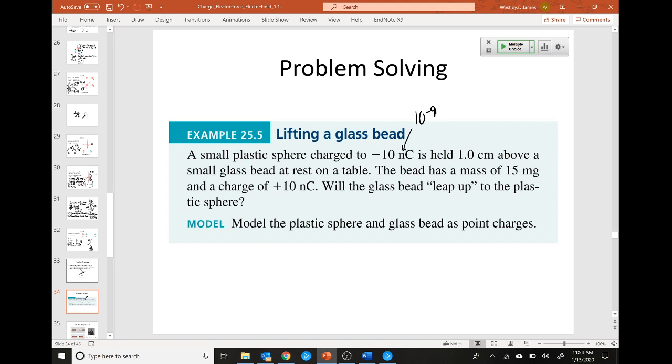All right, so again, I'll go ahead and at least draw the picture for you all, because I told you all that's an important thing. There's my table. Here's my plastic sphere. Here's my bead. The plastic sphere is negatively charged. This one is positively charged. Spend some time, talk to your neighbors, think about it. How would you go about solving this problem? What concepts do you need? What equations do you need? Think about it. Talk about it. Write about it.